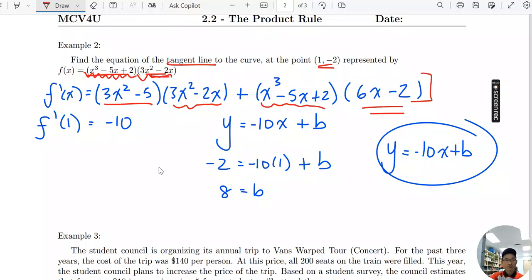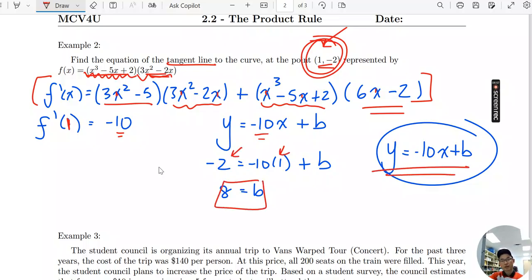Once you have all that, now it's at the point (1, negative 2). So you just replace x with 1 in the derivative. Using a calculator, you can just plug in, replace x with 1, sub it all in, and you'll get negative 10. That is your slope. So y equals negative 10x plus b. Then take your point, sub it in, and you'll find that b equals 8. That's your equation.